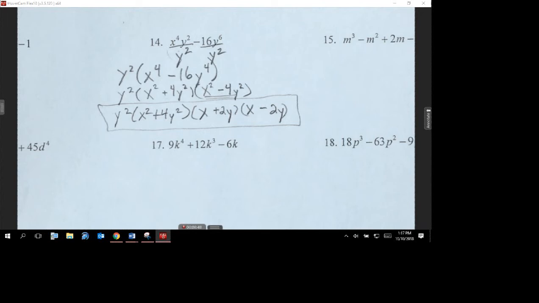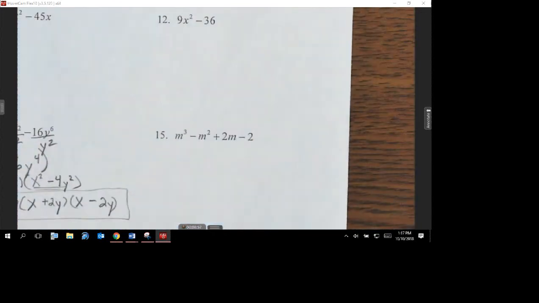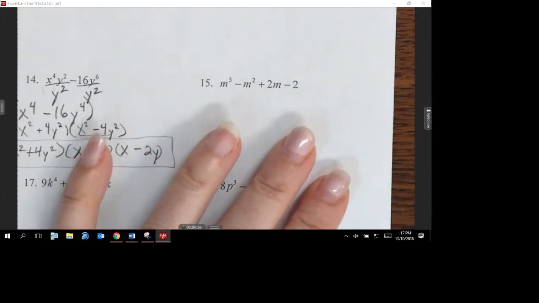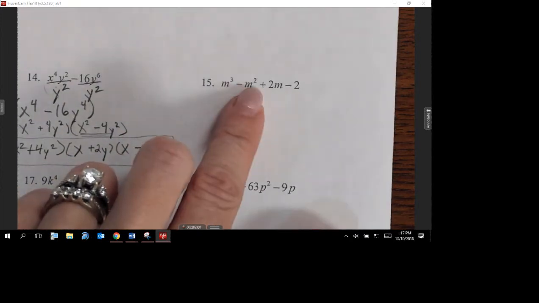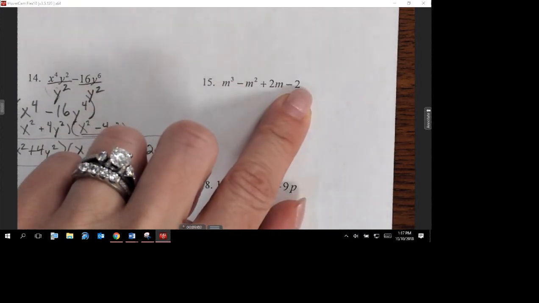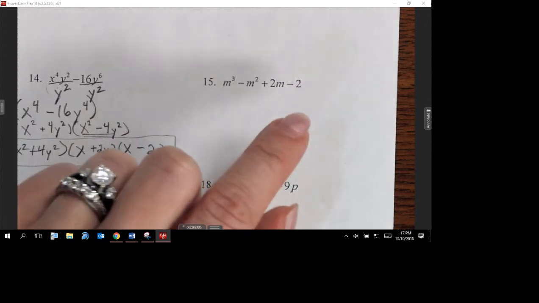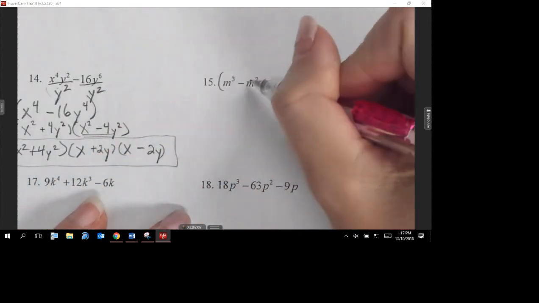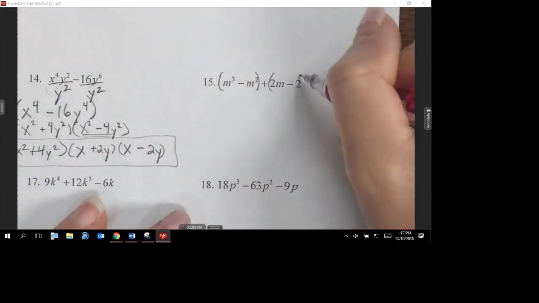Another one. Okay. Did not hear what you said. Number 15? First question, is there a greatest common factor for all 4 terms? There's 4 terms, group them. What goes in the middle of the groups? Okay.